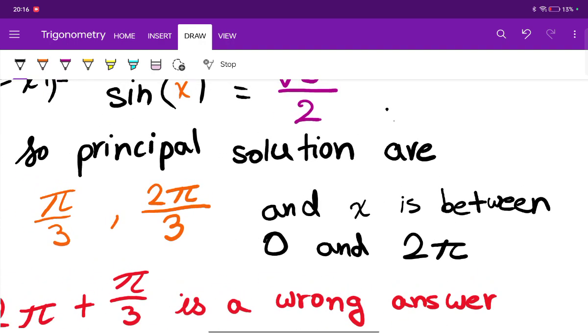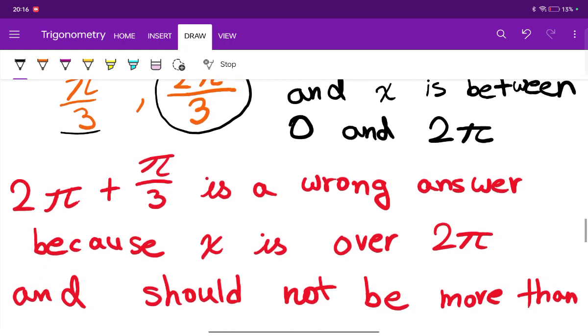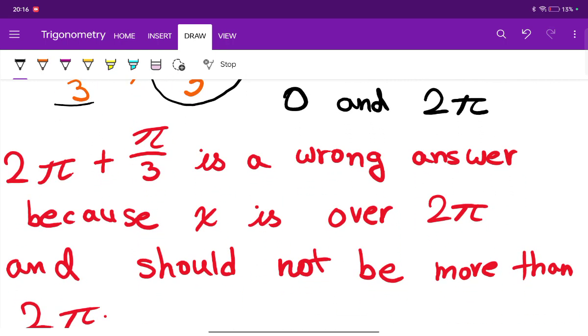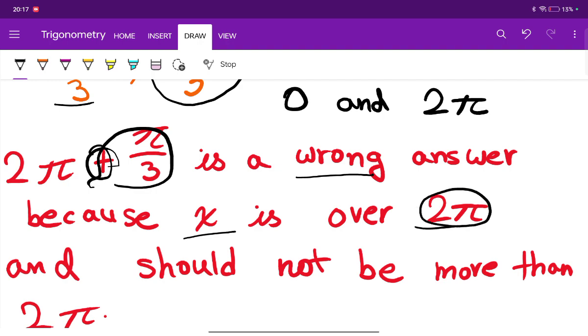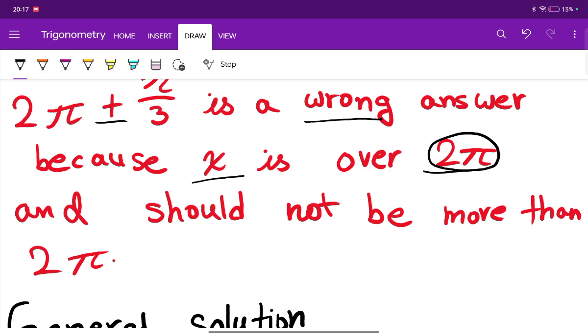As you can see, π/3 and 2π/3 are not crossing 2π. This 2π/3 is less than 2π. Now consider 2π + π/3. You can see that there is a plus. We also know that 2π + π/3 is a solution with π/3, but it is a wrong answer because x is over 2π. Since it is a plus, it is crossing 2π. It is over 2π, and it should not be more than 2π.